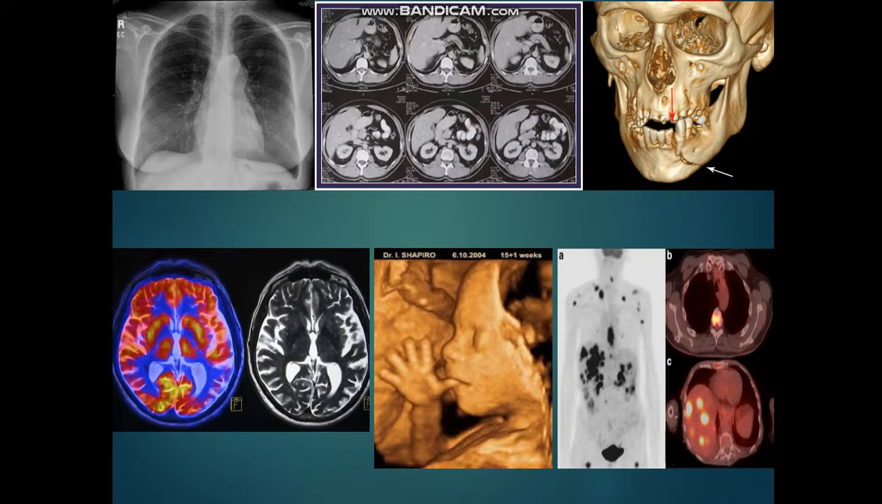In this picture, you can see different types of diagnostic imaging. First picture is plain radiography of chest. After that, you can see computer tomography of abdomen and three-dimensional reconstructed computer tomography. Also, you can see in this picture magnetic resonance tomography, medical ultrasonography, and nuclear medicine PET scan methods.